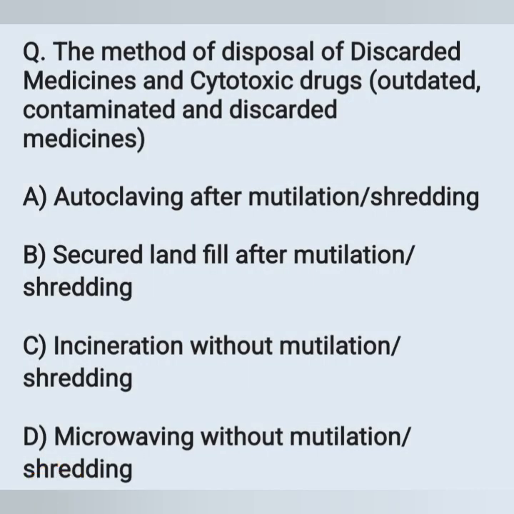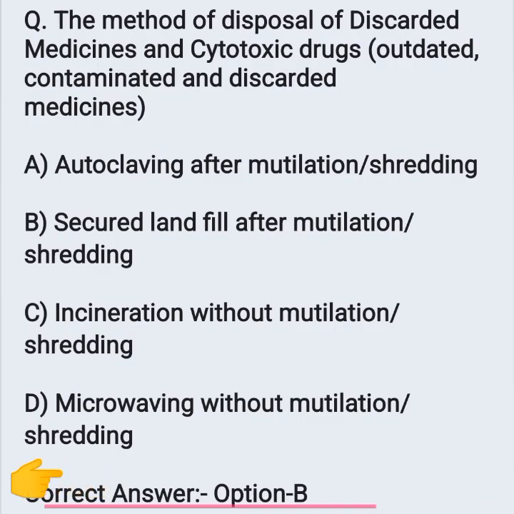The method of disposal of discarded medicines and cytotoxic drugs, including outdated, contaminated and discarded medicines. Options: option A, autoclaving after mutilation and shredding; option B, secured landfill after mutilation and shredding; option C, incineration without mutilation and shredding; option D, microwaving without mutilation and shredding. The best method of disposal of discarded medicines and cytotoxic drugs is secured landfill after mutilation and shredding. Option B is the correct answer.